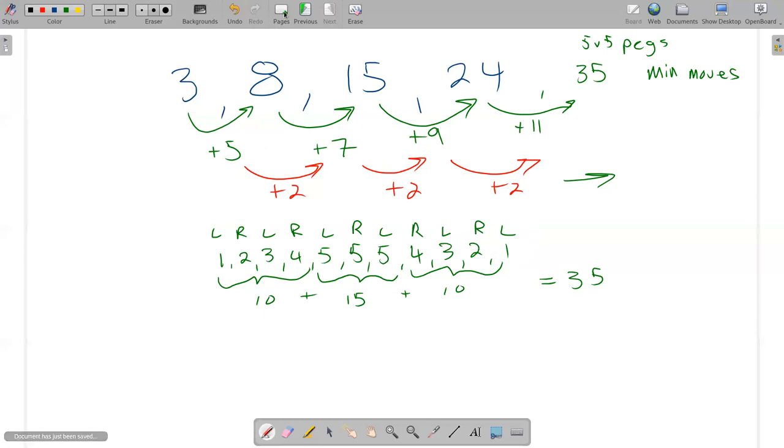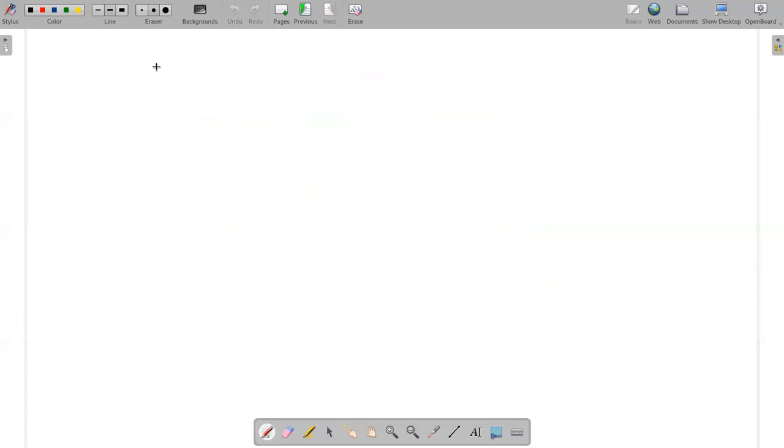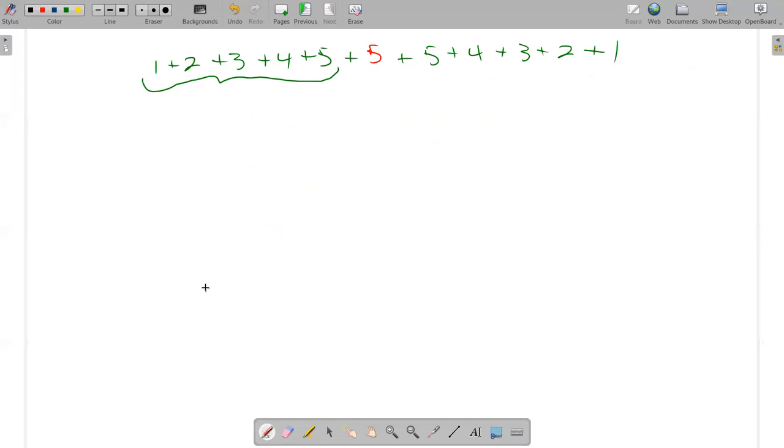Take it one step farther. So 1 + 2 + 3 + 4 + 5, right? Then we have the +5 in the middle. Let's make that a different color. And then we have to back down: 5 + 4 + 3 + 2 + 1. Now, we discovered a shortcut for adding up consecutive numbers like this, 1 through n. And this really is the same sum right there. And that shortcut was take the first term plus the last term, so 1 + 5, multiply by the number of items there, that would be 5, and then divide by 2.